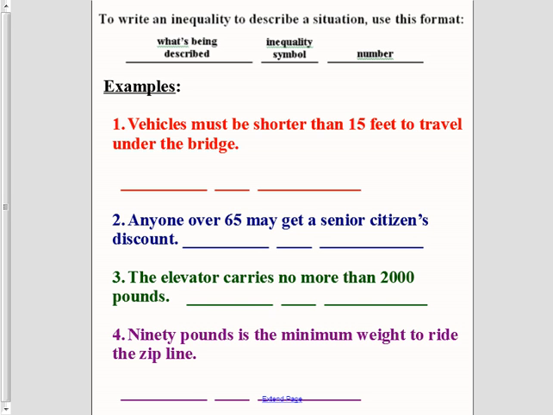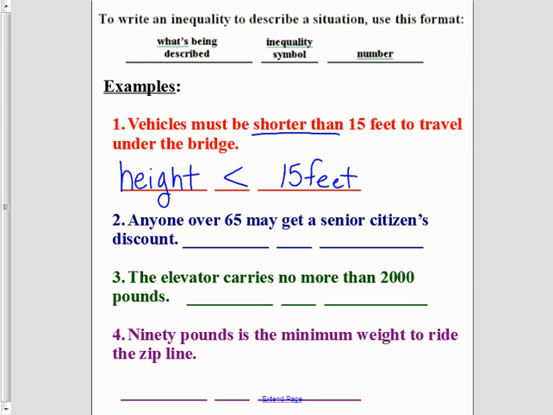So for our first example, vehicles must be shorter than 15 feet to travel under a bridge. Well, we are comparing, in this case, the height of the vehicle, and we're comparing it to 15 feet. And what does it say? Well, it says vehicles must be shorter than 15 feet. So that's going to mean they have to be less than 15 feet.